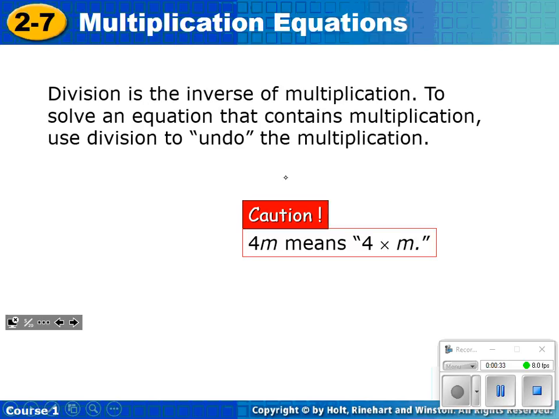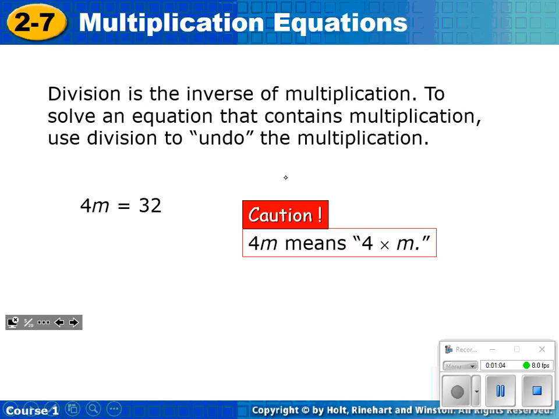Okay, Elijah? So just remember that 4m means 4 times m. You got a number and a letter right next to each other. It means that you're multiplying them. Okay? So we got 4m equals 32. What is that telling me, Kennedy? I'm multiplying 4 and m to get 32.